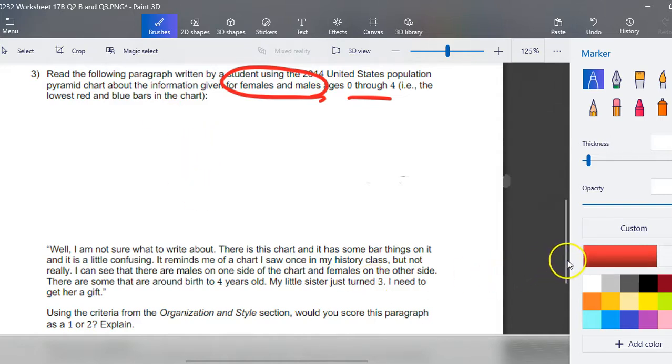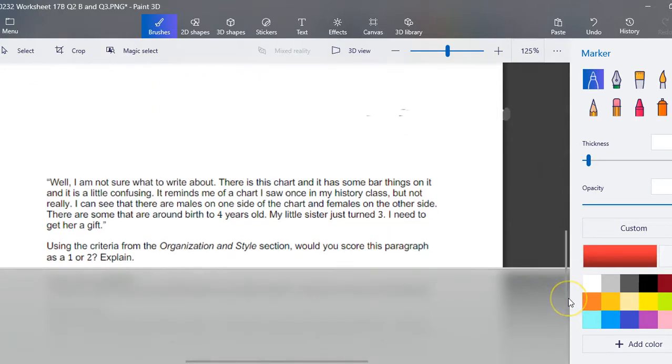And so it says, well, I'm not sure what to write about. There's this chart and it has some bar things on it, and it's a little confusing. It reminds me of a chart I saw once in my history class, but not really. I can see that there are males on one side of the chart and females on the other side. There are some that are around birth to 4 years old. My little sister just turned 3. I need to get her a gift.